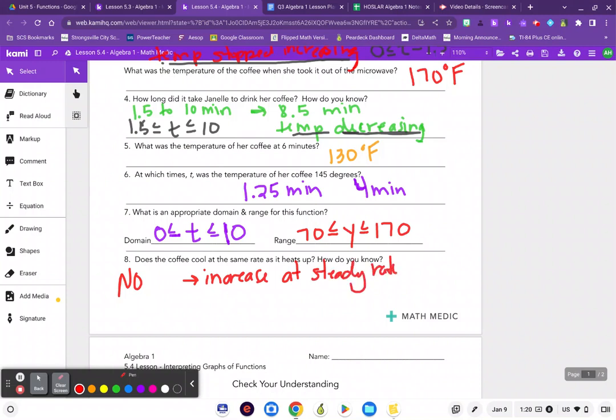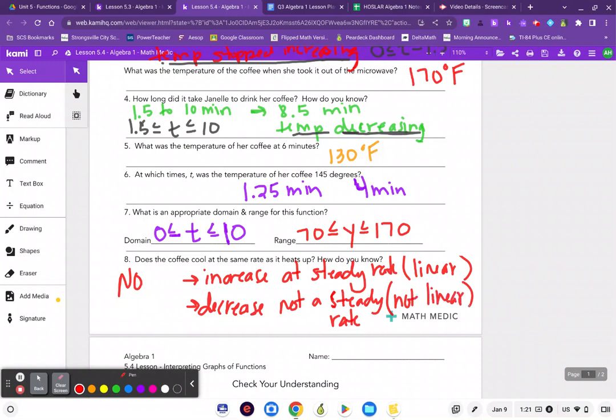In other words, this is a line, so we're going to say linear for that increase, but it's decreasing not at a steady rate. In other words, the decrease is not a straight line. So we can say not linear.